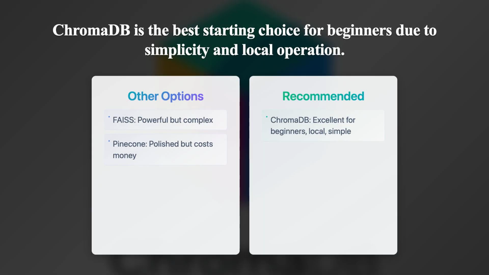Based on current research, here's a practical guide for beginners choosing vector databases. ChromaDB is excellent for getting started. It runs locally, has simple setup, and works great for portfolio projects. FAISS is powerful and free, but requires more technical knowledge. Pinecone offers a polished cloud service but costs money.